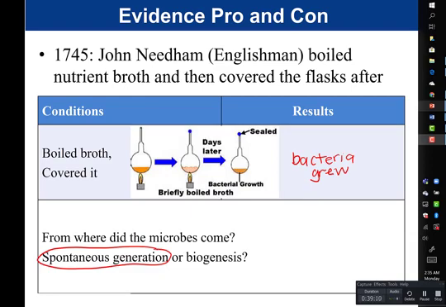However, it's simply because of a problem with the way that he designed his experiment. If you boil it, and the top is still off, and then you cap it, where do you think those microbes came from? The answer is they came from the air. They fell into the flask after the broth was boiled. So his experimental design was flawed, and that's because he capped it after. Bacteria already had a chance to fall in after the broth was boiled.